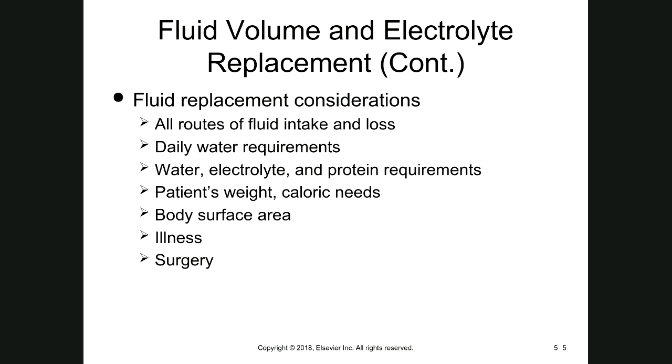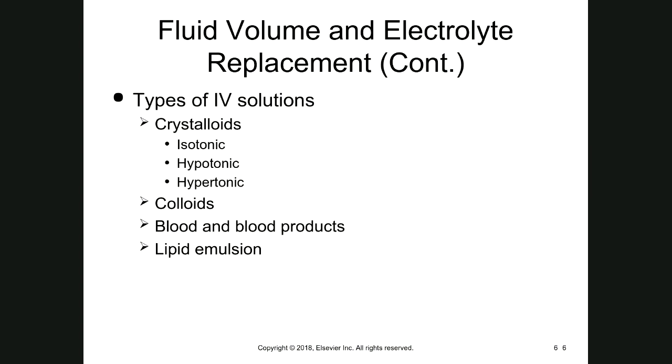So IVs are ordered based on the evaluation of the patient's fluid and electrolyte balance, fluid requirements, and fluid needs. And now we have the types of IV solutions like we talked about last semester. We have the crystalloids, which are isotonic, hypotonic, and hypertonic. And then we have the colloids, and then, of course, the blood and blood products and the lipid emulsion.